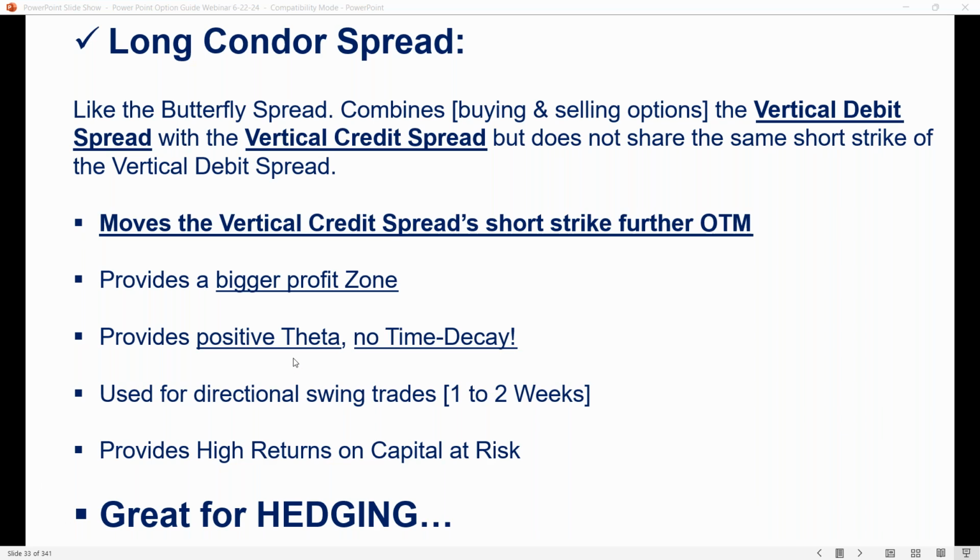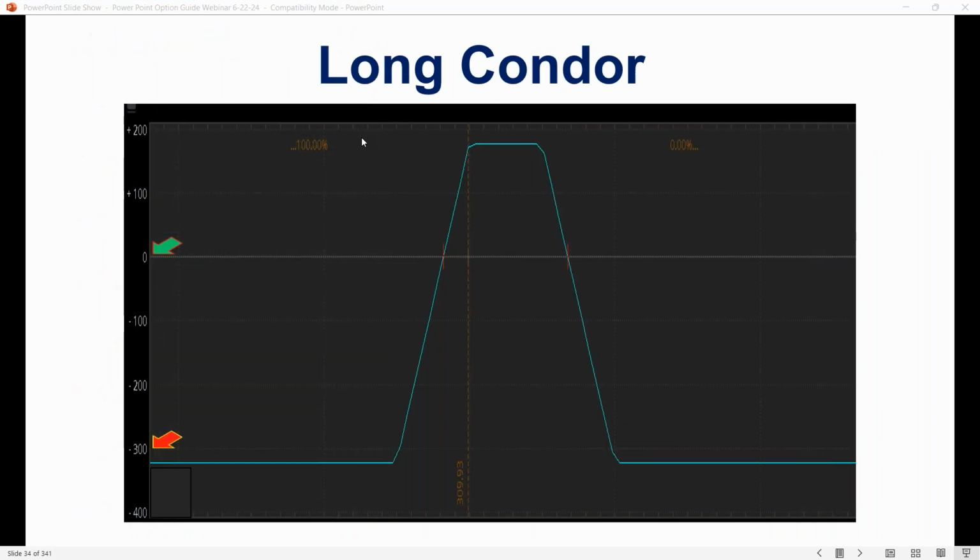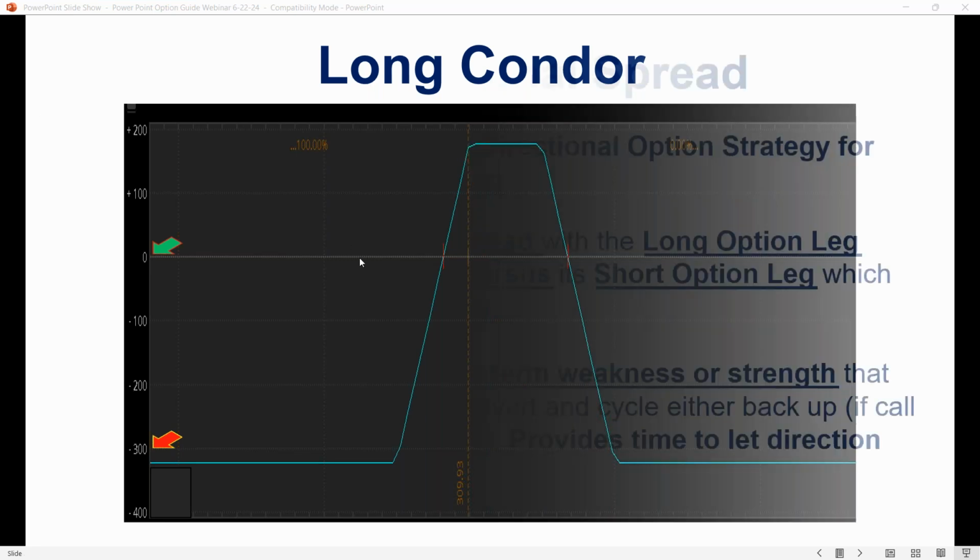It's also going to give you positive theta, no time decay. Great for directional swing trades, 1 day to 2 weeks. Provides a higher return, and capital at risk is lowered. Also great for hedging. So here's what it looks like. It's a variation of the butterfly, but we're going to widen out that profit zone there. So I like this to give yourself a wider profit zone so you don't have to be exactly right to thread that needle at expiration. So we do a lot of long call condors. We can do this with puts or calls depending on the market direction we're trading.